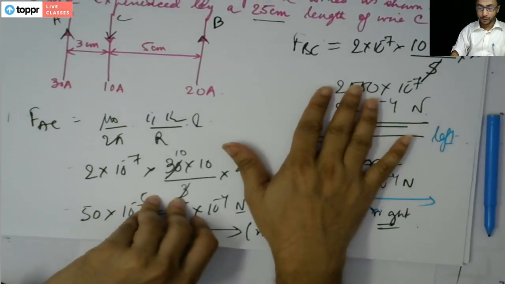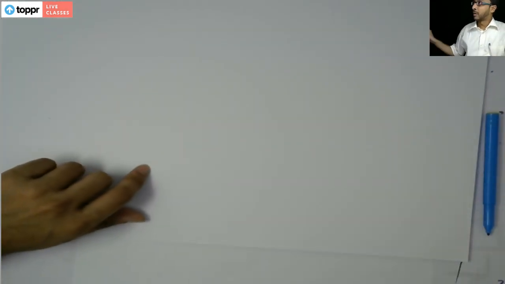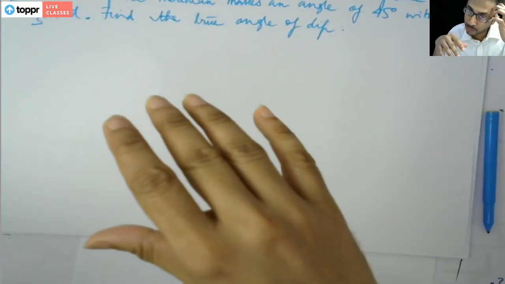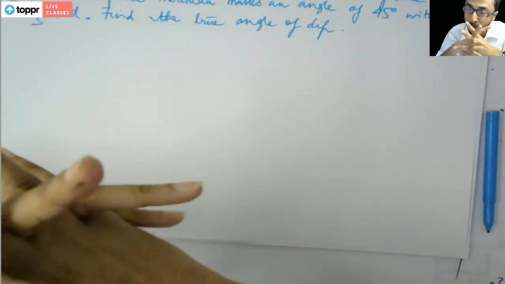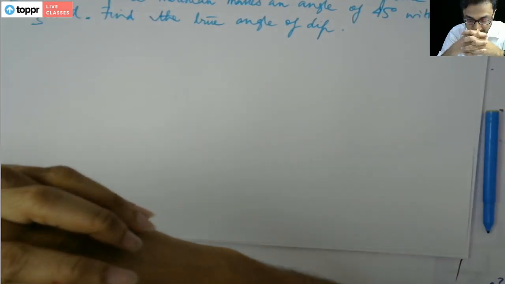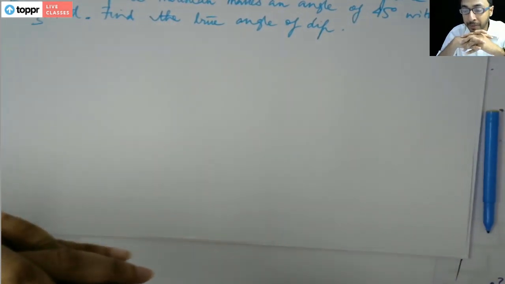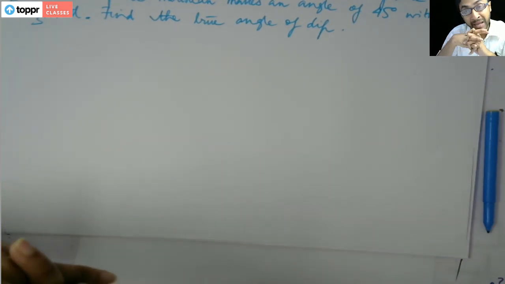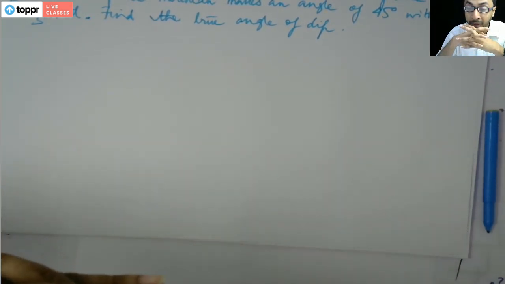Got it? Understood this kind of problems? Okay. Now this kind of problems are more or less problems on electromagnetism, that is magnetic field and current. Let us do one last problem, no more time, on magnetism purely.